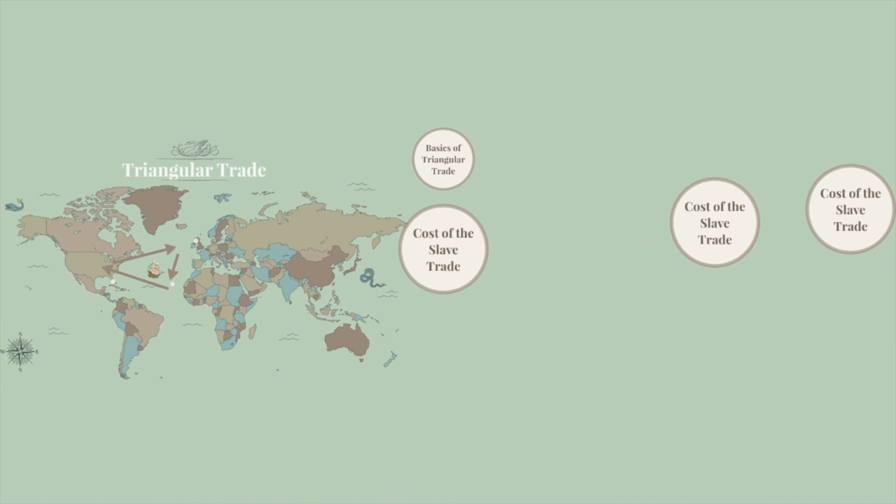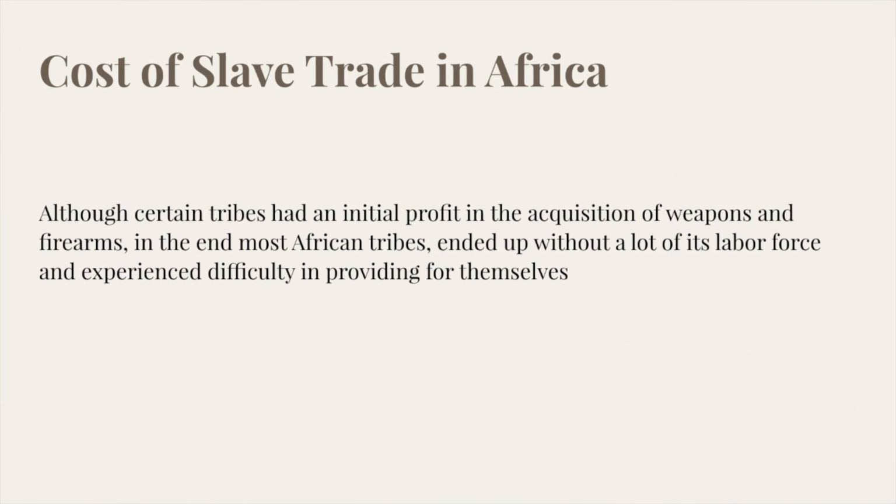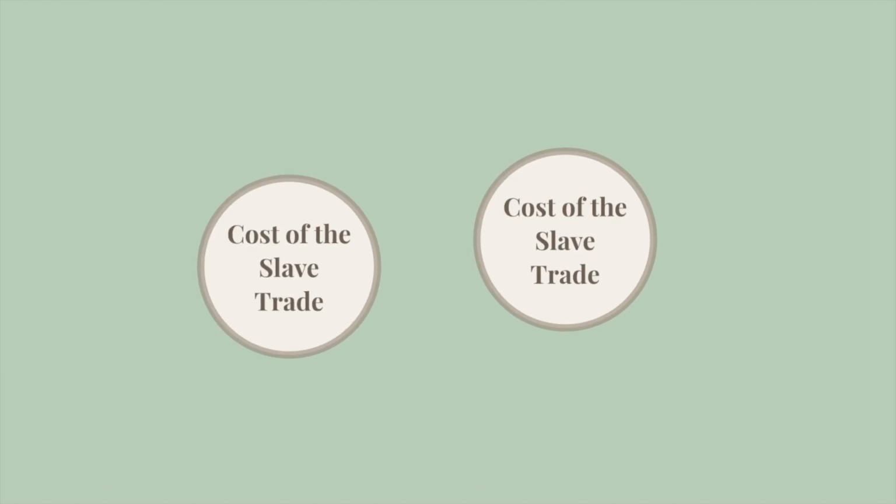In Africa, although certain tribes had an initial profit because they acquired weapons and could go and fight other tribes and knock them off, in the end, most of the African tribes ended up without a wealth of its men and ended up really suffering because of it, since they weren't able to do a lot of hard labor and work for themselves. So really, in conclusion, that was triangular trade, or the transatlantic slave trade.